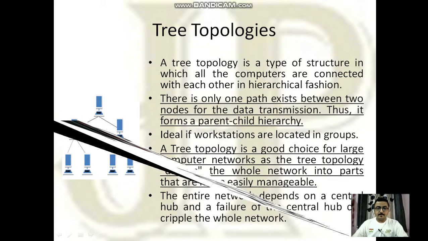This topology is ideal if workstations are located in groups. So these groups are connected together using the layout of a tree. That's why a tree topology is a good choice for a large computer network, as the tree topology divides the whole network into parts that are more easily manageable.